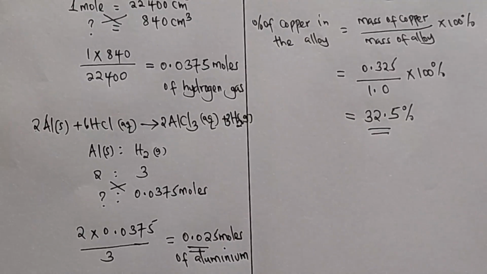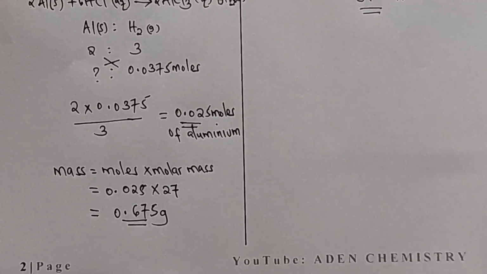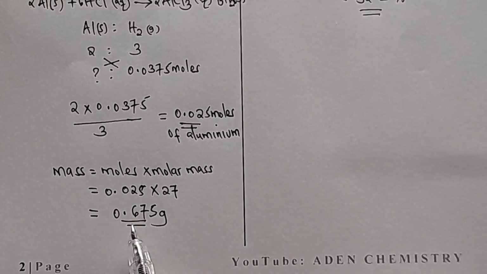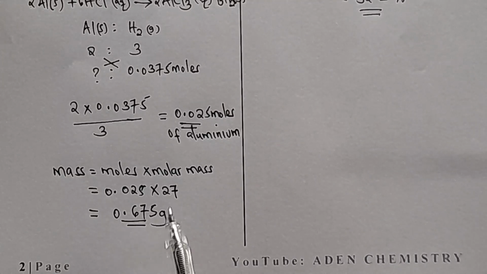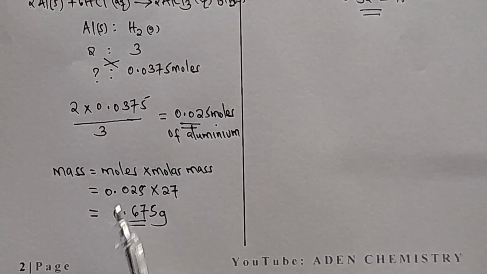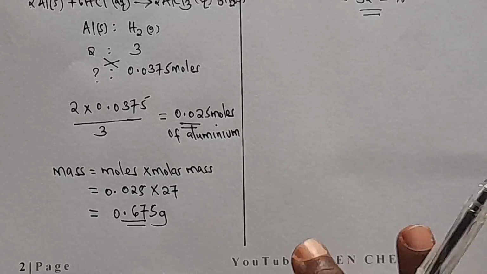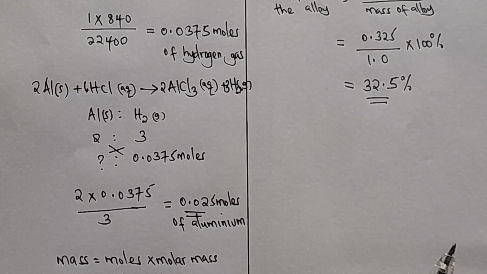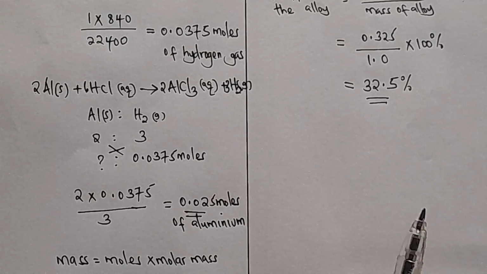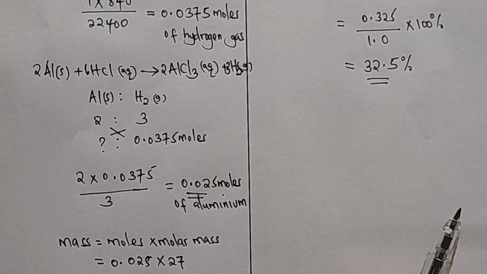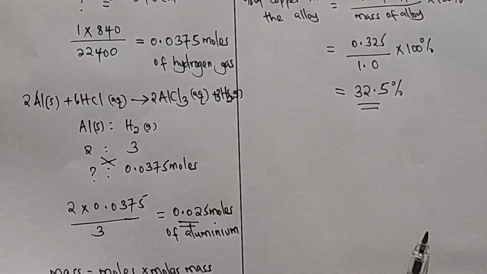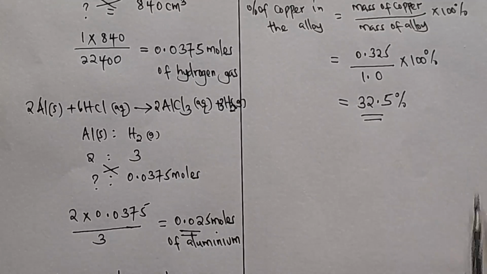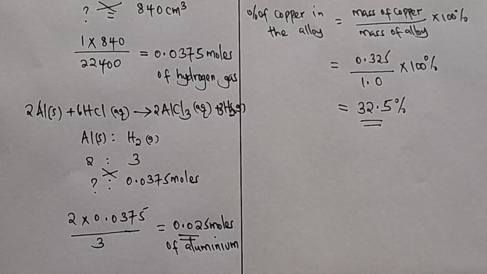Or else, what we are going to do is that we can use here the mass of aluminum, then we calculate the percentage of aluminum in the alloy, then to get the percentage of copper in the alloy, we take 100, then we subtract from the percentage of aluminum in the alloy. That one will still give you 32.5 as the percentage of the copper in the alloy. That's the end.